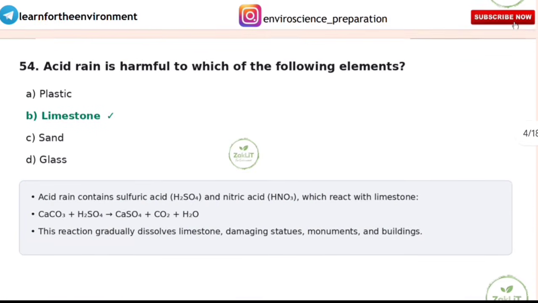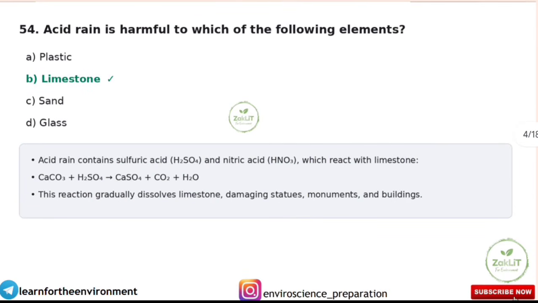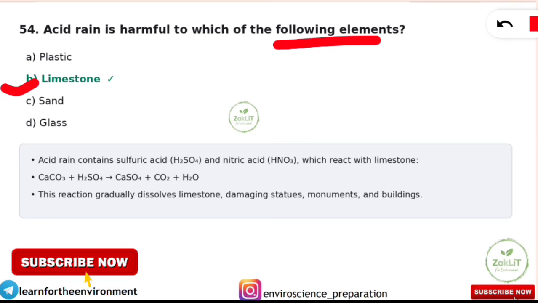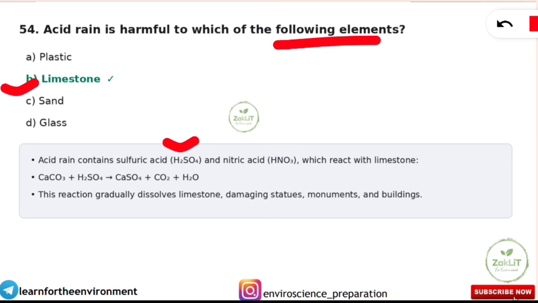Coming to the next question which came in the previous year's questions in the NTPC examination. As per the source which we received, acid rain is harmful to which of the following elements? Plastic, limestone, sand and glass. So we all know this is a very simple question, limestone. But here you should also know the chemical reaction going on when acid rain happens. So acid rain, it contains sulfuric acid, H2SO4 and nitric acid, HNO3. Questions come from any part of this, you should note down.